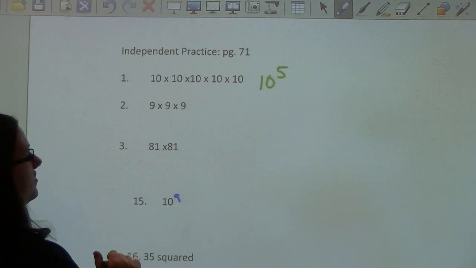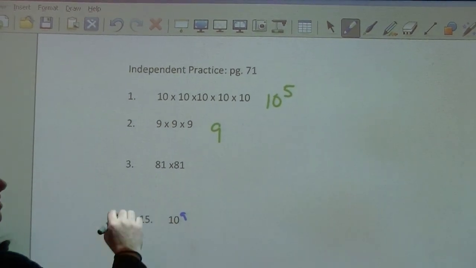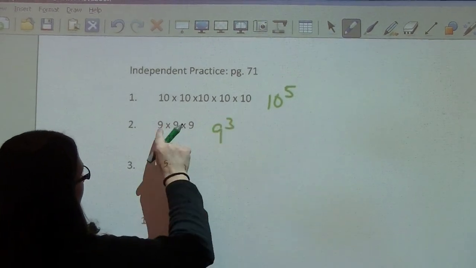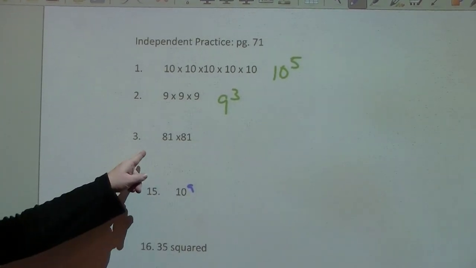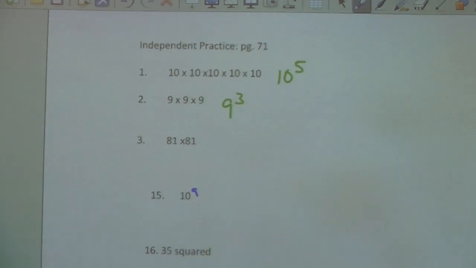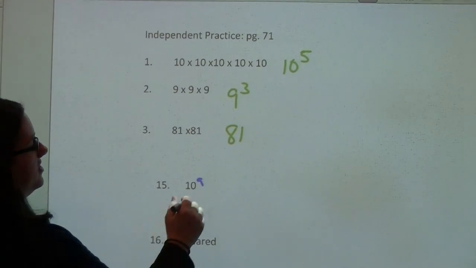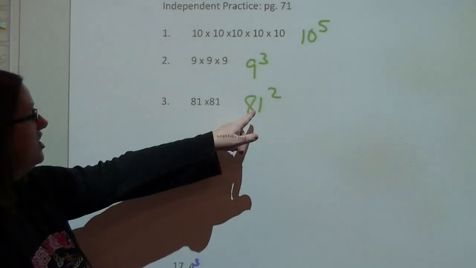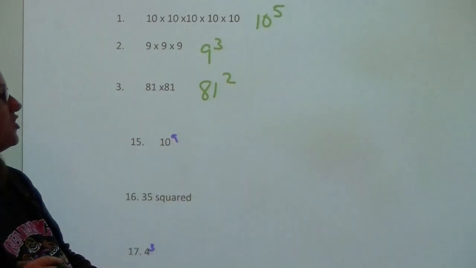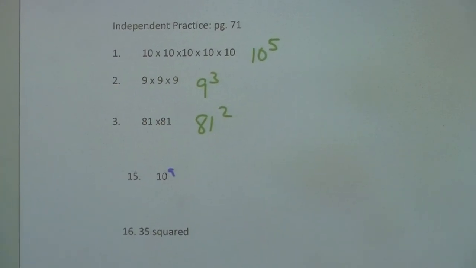In number 2 here, what's going to be our base? 9. Good. What's going to be our exponent? 3. Good, because 9 is there multiplied 3 times. Good job. Number 3, 81 times 81. What's going to be our base? 81. What's going to be our exponent? 2. Good, because it's there 2 times. How do we read it? 81 squared. Good. Squared or 81 to the 2nd power is fine as well.